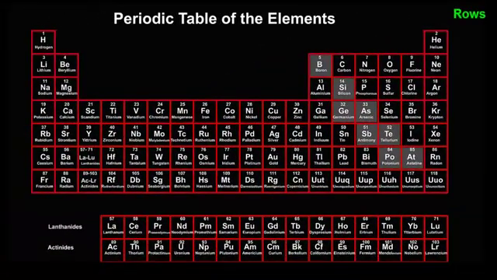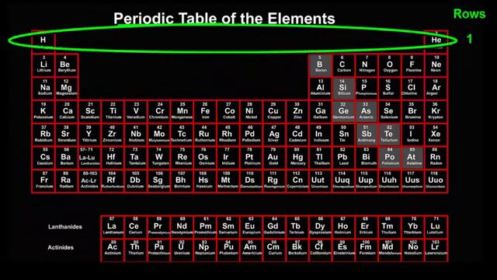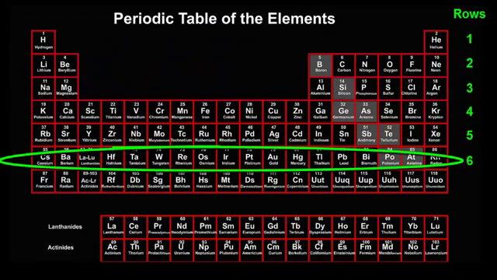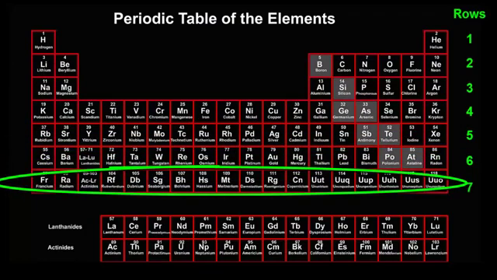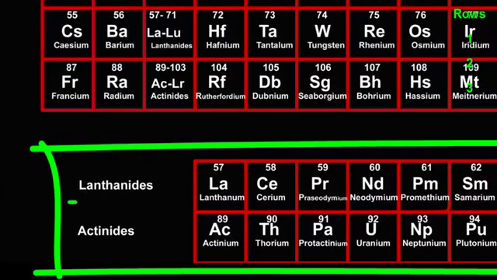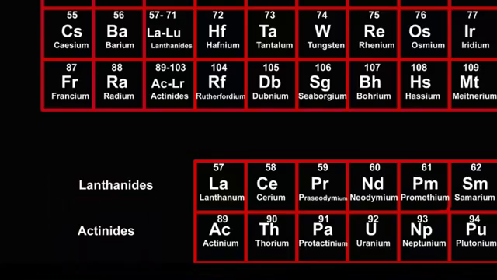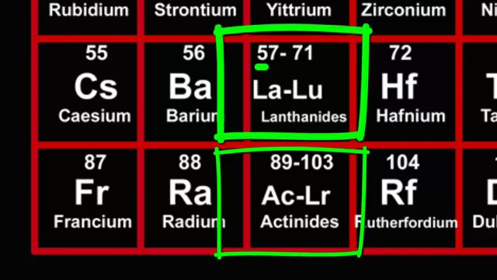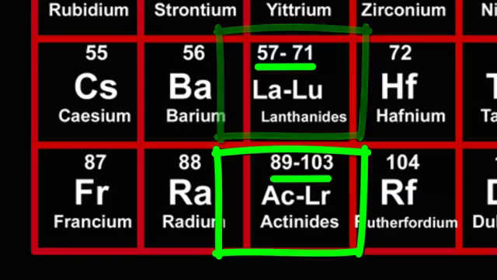How many rows are there? 1, 2, 3, 4, 5, 6, 7. The periodic table has 7 horizontal rows. What about these rows down below, called the lanthanides and actinides? Well, they really belong to rows 6 and 7, and should slot into these spaces. The lanthanides are elements 57 to 71, and the actinides are elements 89 to 103.